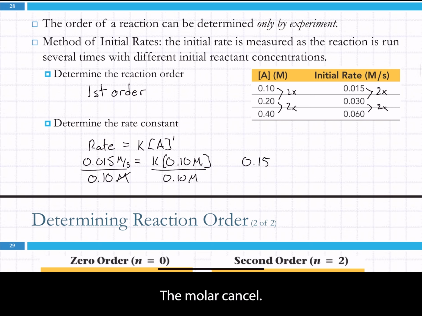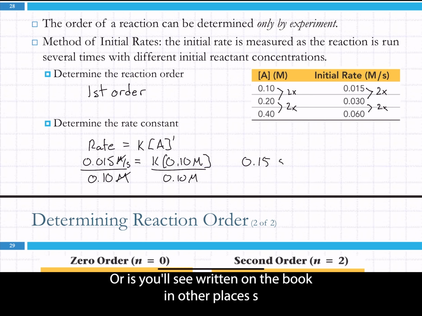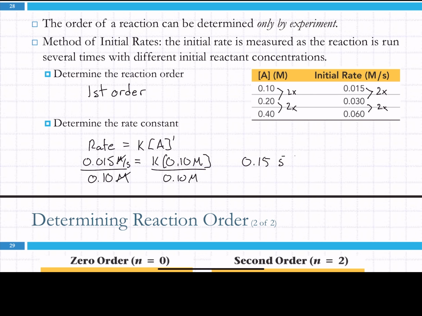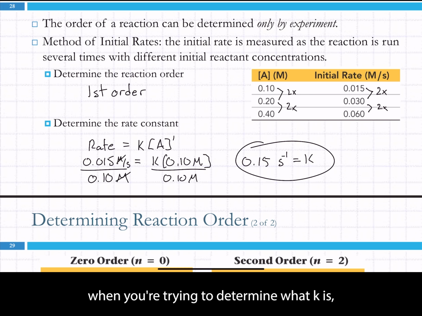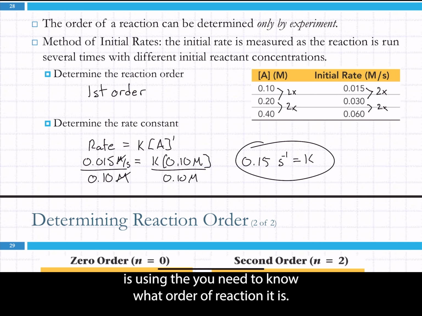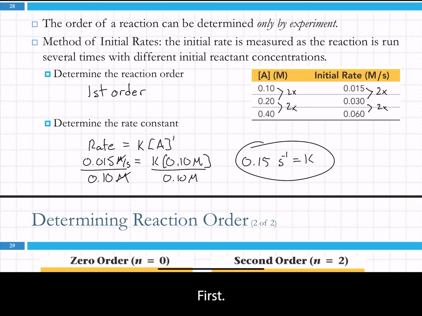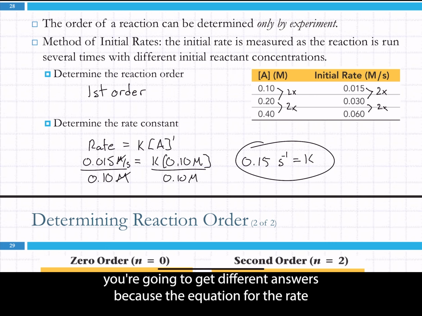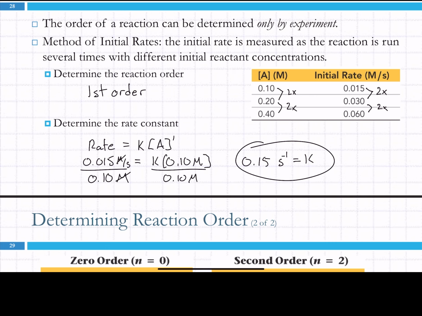Yeah, the molars cancel, so it ends up being 1 over seconds. Or as you'll see written in the book and other places, s, seconds to the minus 1, equals k. The important thing when you're trying to determine what k is, you need to know what order of reaction it is first, because for every different order you're going to get different answers, because the equation for the rate is different.